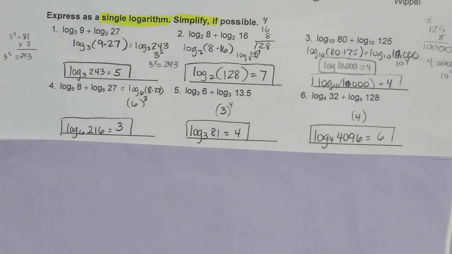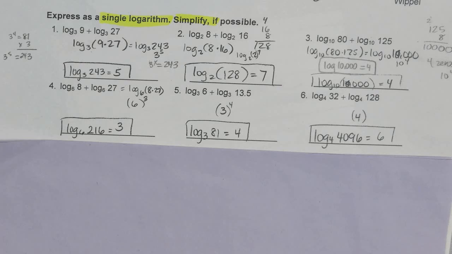For 4, log base 6 of 216 equals 3. Log base 3 of 81 equals 4. And then log base 4 of 4,096 equals 6. Oh, that one was a decimal. I don't think I beat that one.